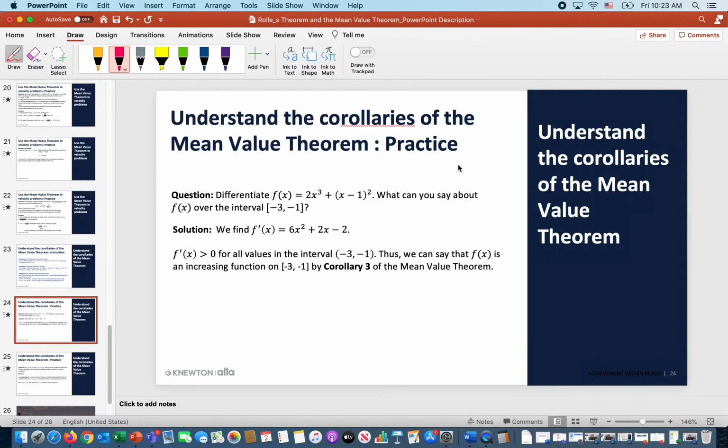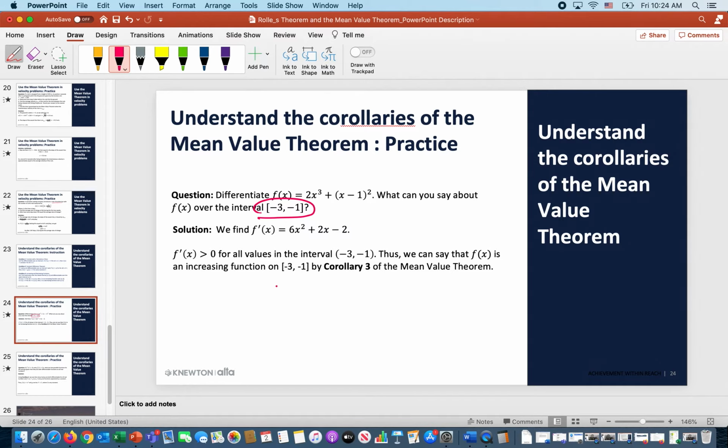Here's one. If we take a look at it, it says differentiate this function. What can you say about f of x over the interval from negative 3 to negative 1? This says f prime of x is greater than 0 for all values in the interval negative 3 to negative 1. Thus, we can say that f of x is an increasing function on negative 3 to negative 1 by corollary 3 of the mean value theorem.